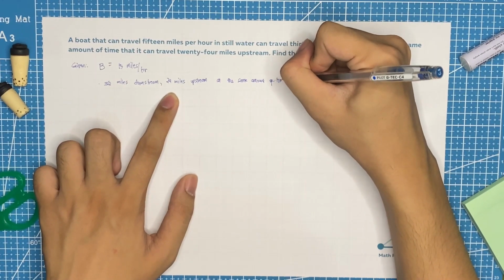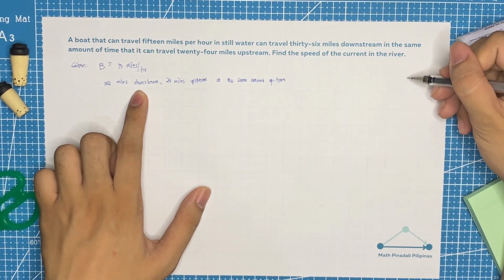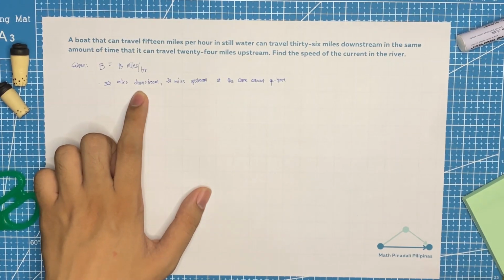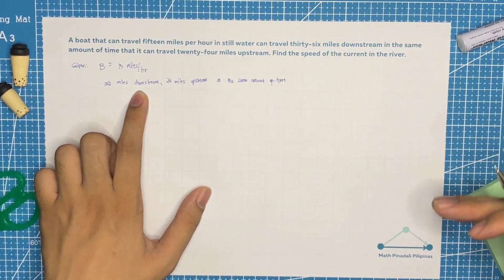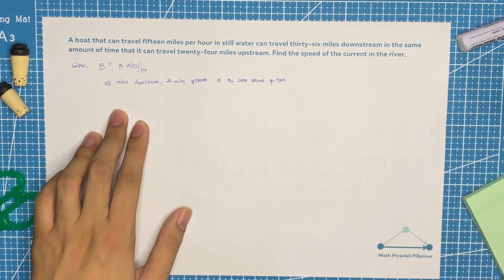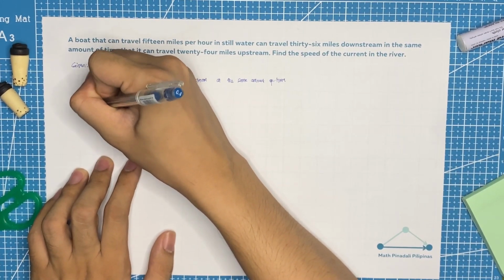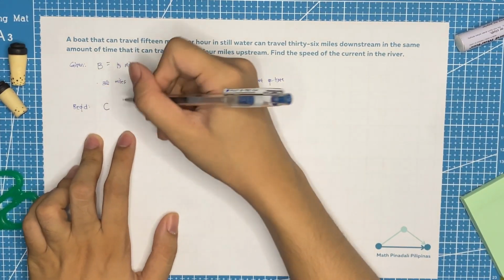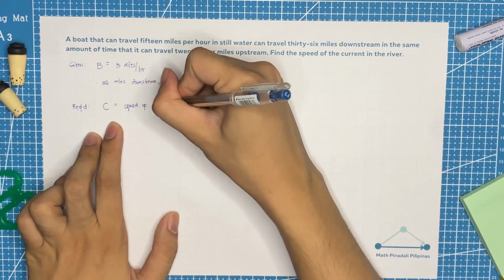Now, it makes sense naman, kasi kapag downstream ka sa river, apart from your speed, mas bumibilis ka dahil pababa yung agos ng tubig. Kapag upstream naman, dahil yung agos ng tubig is pababa, ino-oppose ka, so medyo bumabagal ka. Okay? Sige. So ang kailangan nating hanapin ngayon ay yung speed ng current, or speed ng agos ng tubig sa river. So that's the required. Let's represent that by C, the speed of the current.